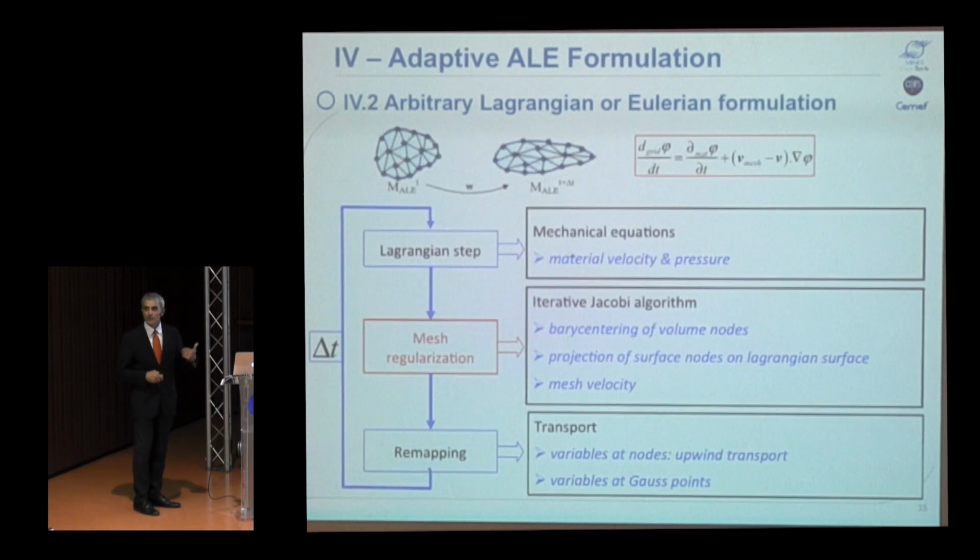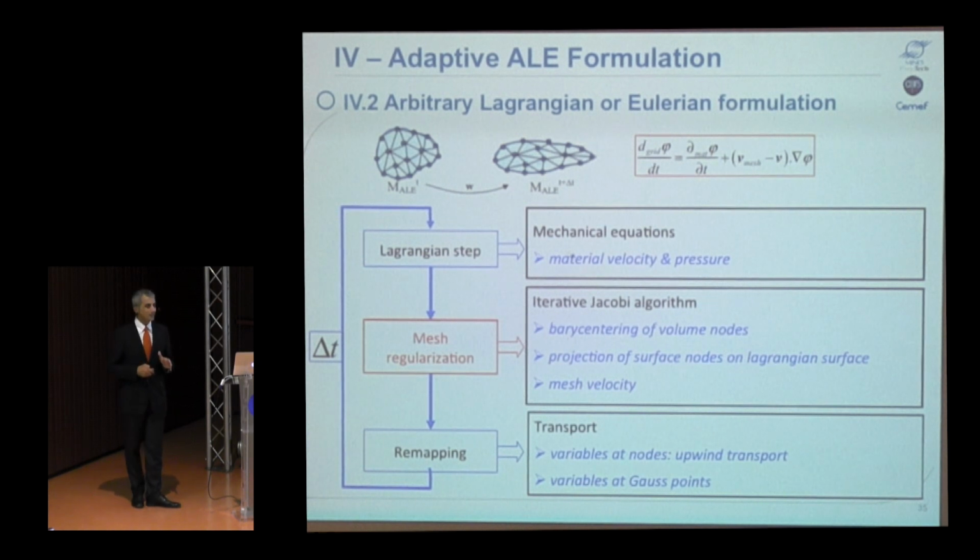In order to do that, we can use the arbitrary Lagrangian Eulerian formulation, which means that the mesh velocity is not equal to the material velocity. So we are using the splitting of the operators. We have 3 steps. We have a Lagrangian step where we compute the mechanical and thermal equations. Then we have mesh regularization, and then we have remapping.